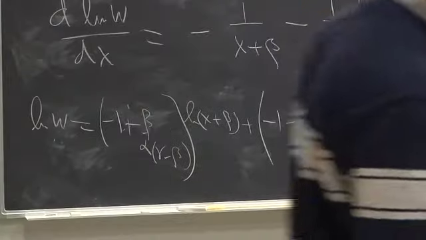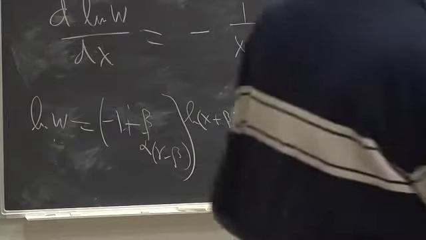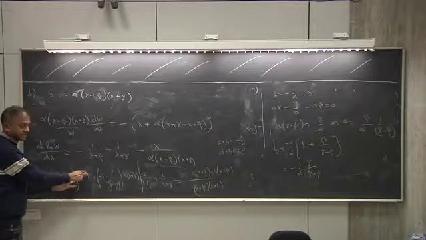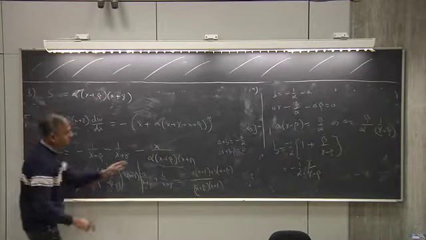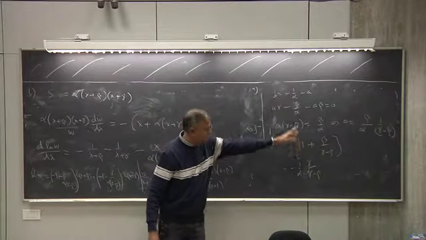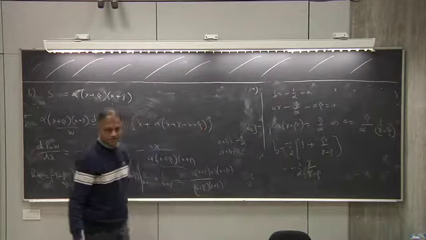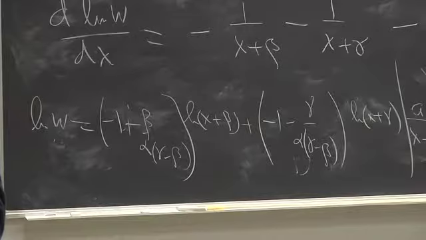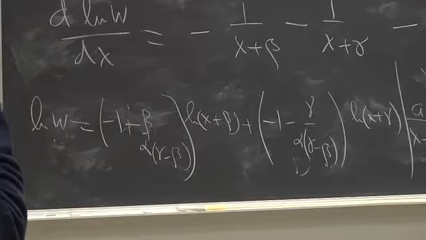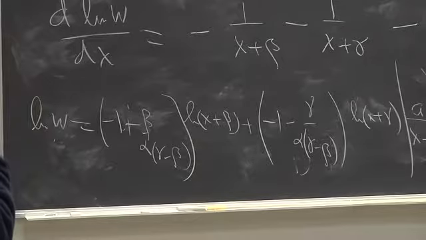I don't know if I made some mistakes here. But at the end of the day, it will be some number times log of x plus beta plus another number times log of x plus gamma. In order to get these numbers, I went through this, but it could be that I have made some mistake. I don't know. Did you find any mistakes here? It looks okay. I think it's okay.